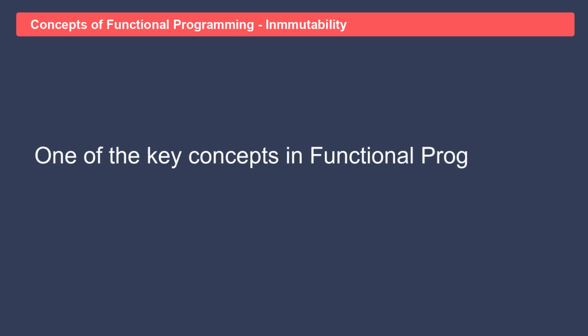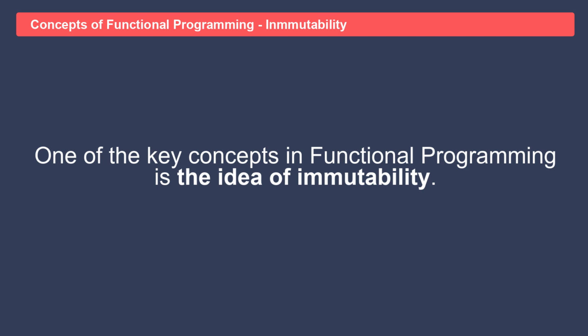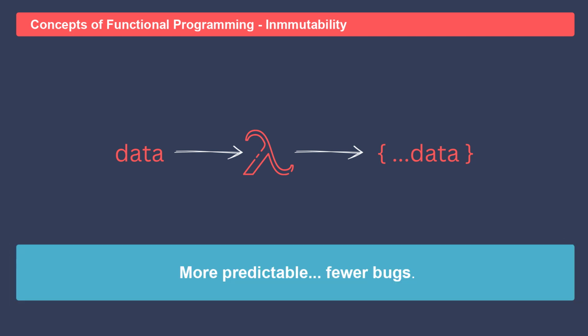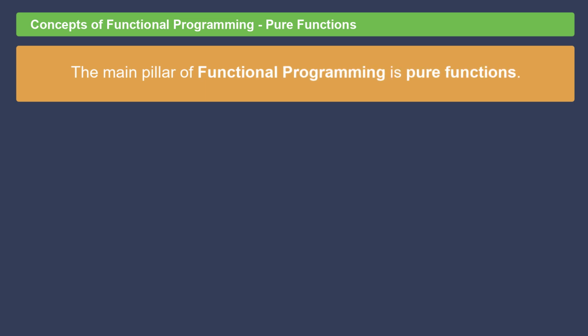One of the key concepts in functional programming is the idea of immutability. We treat data as unchangeable, and instead of modifying it directly, we create data structures based on the existing ones. This approach ensures that our code is more predictable and leads to fewer bugs. The main pillar of functional programming is pure functions.